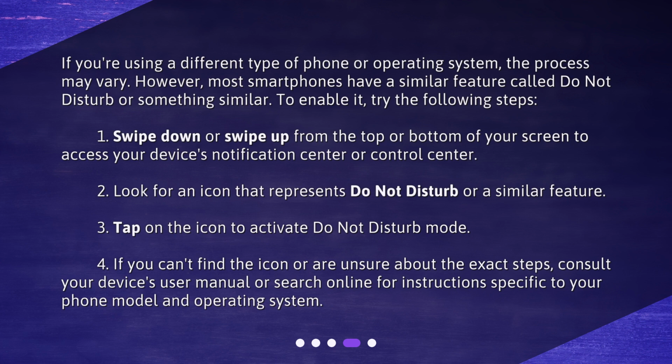1. Swipe down or swipe up from the top or bottom of your screen to access your device's notification center or control center. 2. Look for an icon that represents Do Not Disturb or a similar feature. 3. Tap on the icon to activate Do Not Disturb mode. 4. If you can't find the icon or are unsure about the exact steps, consult your device's user manual or search online for instructions specific to your phone model and operating system.